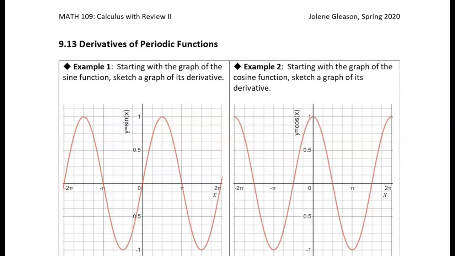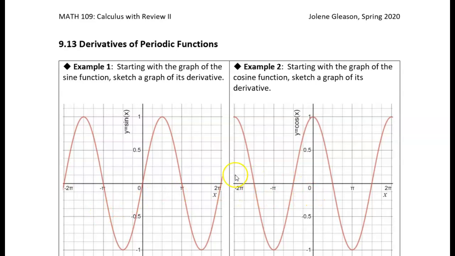All right, let's take a look at the derivatives of periodic functions, namely sine and cosine. Now you know that the derivative of a function is essentially the instantaneous rate of change of that function at any given point. And the instantaneous rate of change of a function is essentially the slope.